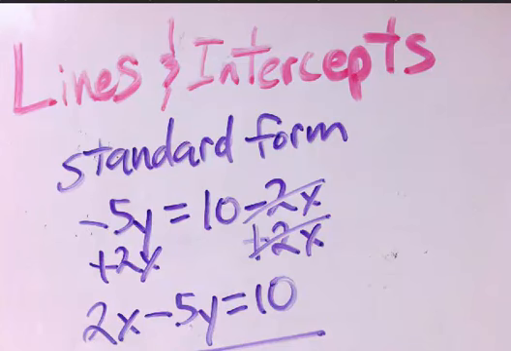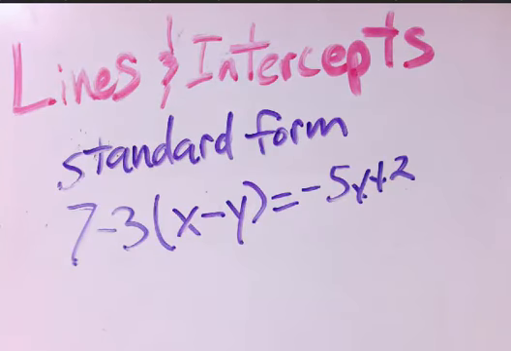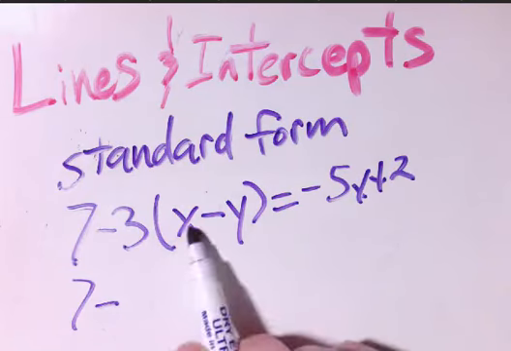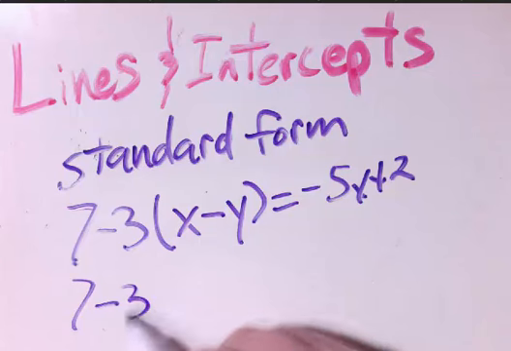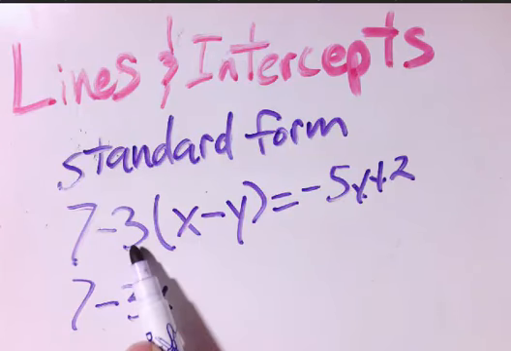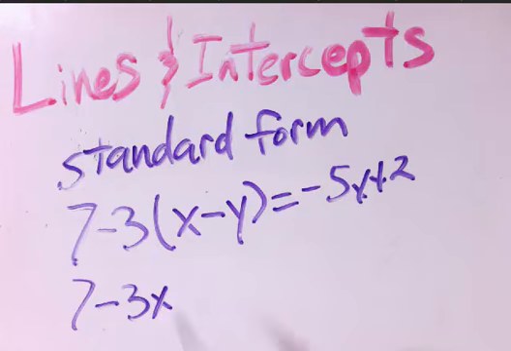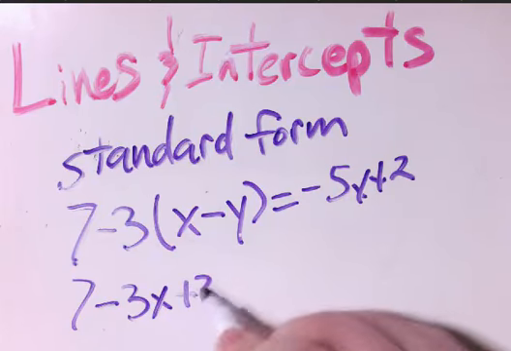So let's practice another one of those. So this one here has multiple steps, so we'll just start working through one side at a time. So the first thing we're going to do is work through the parentheses. And then 3 times x will give you a negative 3x. And then negative 3 times a negative y is going to give you a positive 3y.